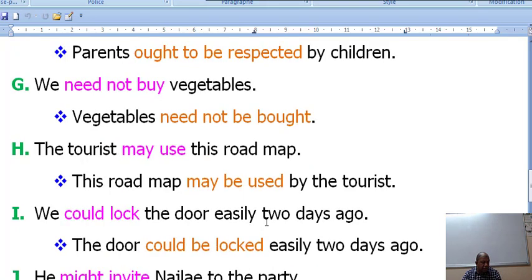The tourist may use this road map. This road map may be used. This is a verb here. The verb to use, used by the tourist, but the preceding one, used to, because it is semi-modal. We could lock the door easily 2 days ago. The door could be locked. The same, easily 2 days ago. I do not have here by agent because I speak just about the pronoun we.